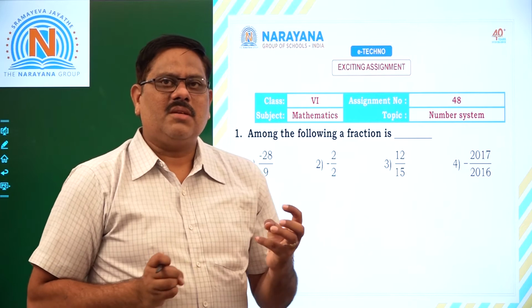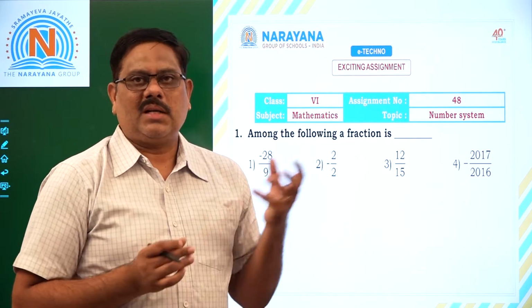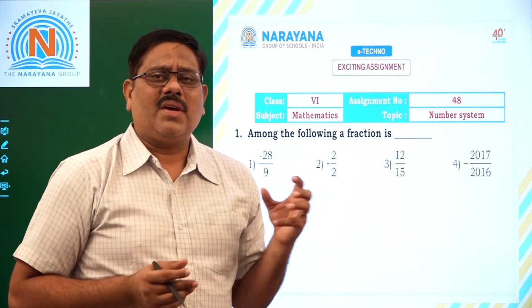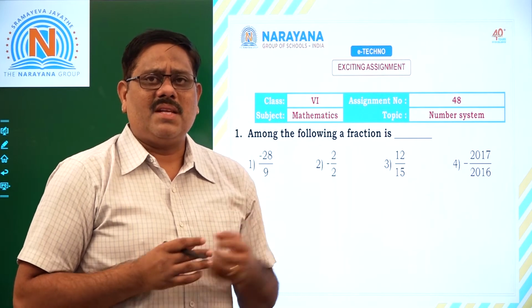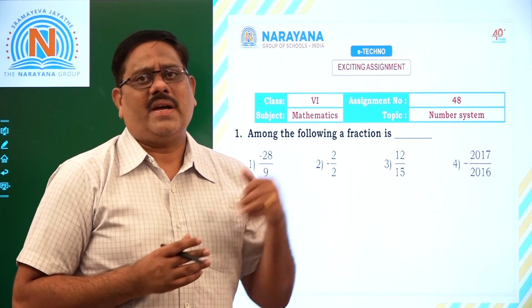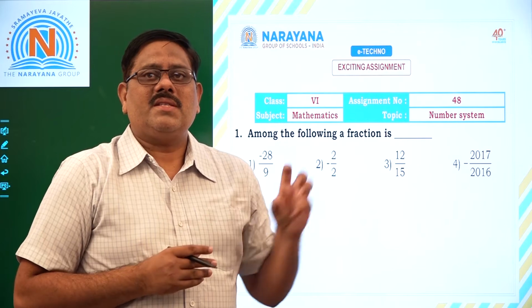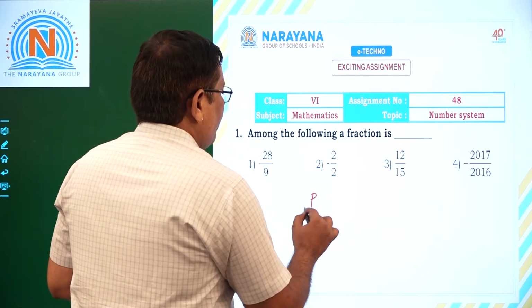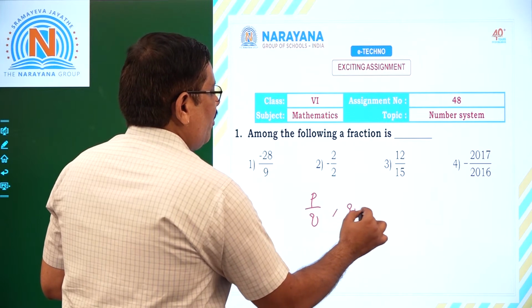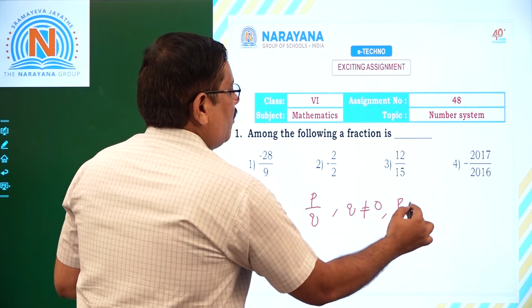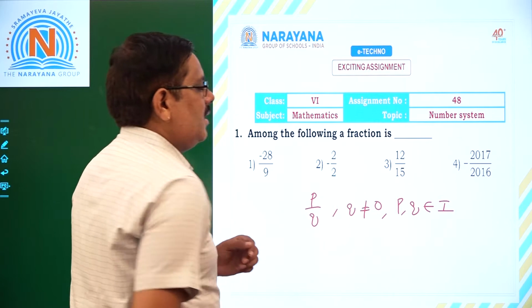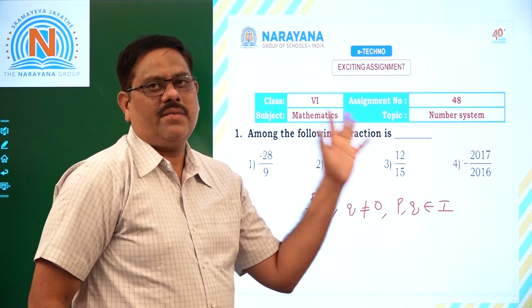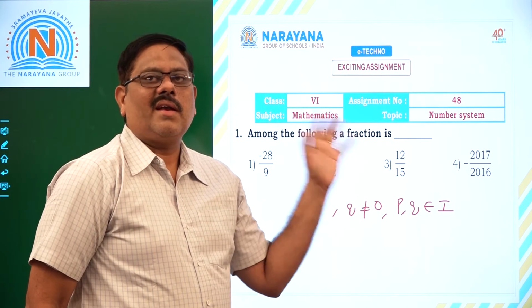A fraction is nothing but a part of a whole. It cannot be negative. You cannot take minus 1 by 2 or minus 3 by 4; we don't call it a fraction. But minus 3 by 4 is a rational number. What is a rational number? Any number of the form p by q where q is not 0 and p, q belong to the set of integers. It can be either a positive integer or a negative integer. It is called a rational number.